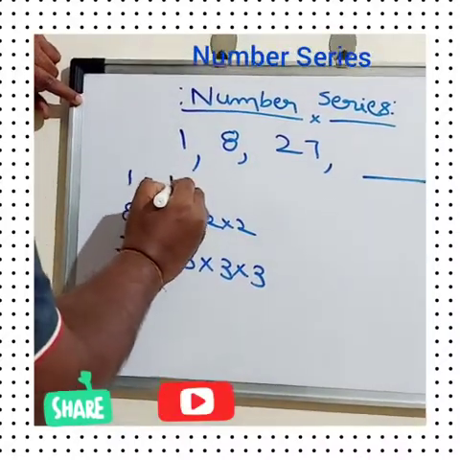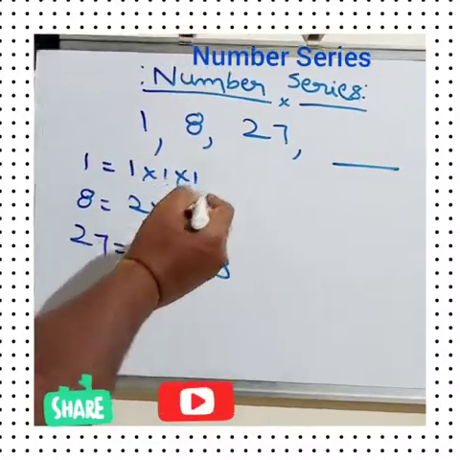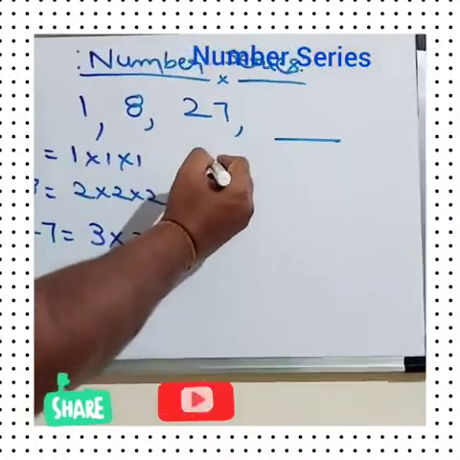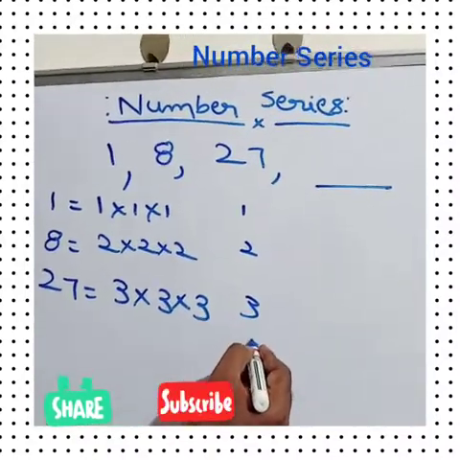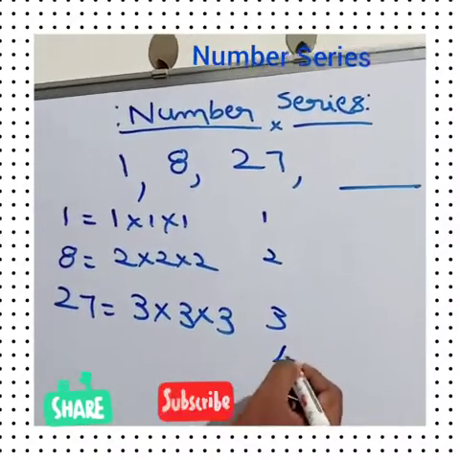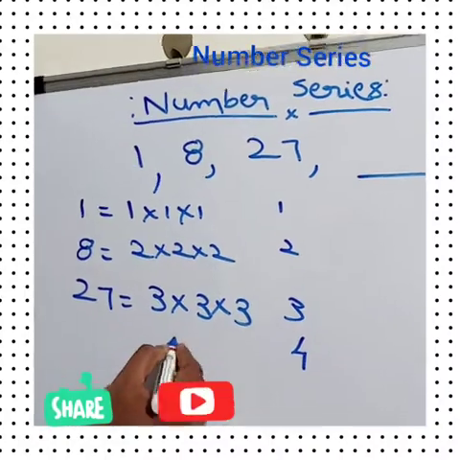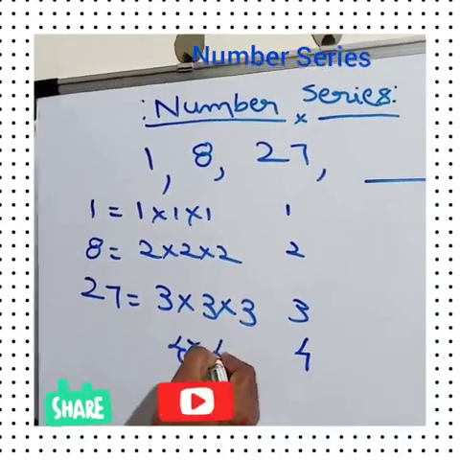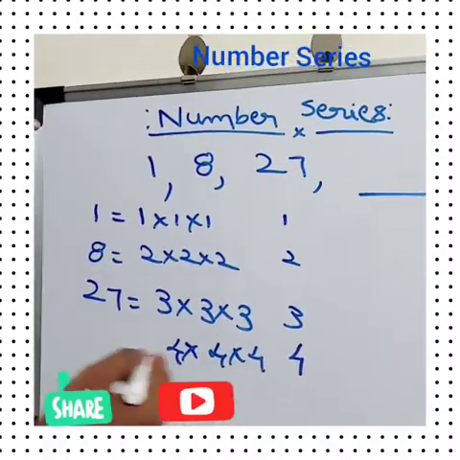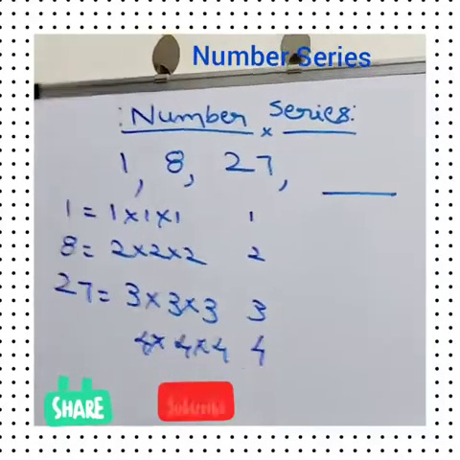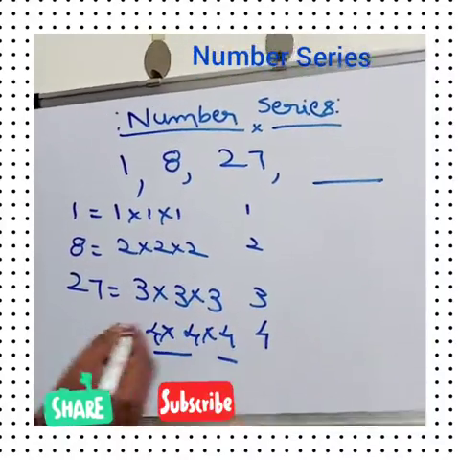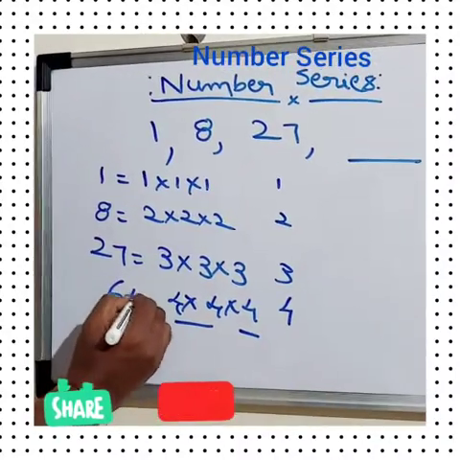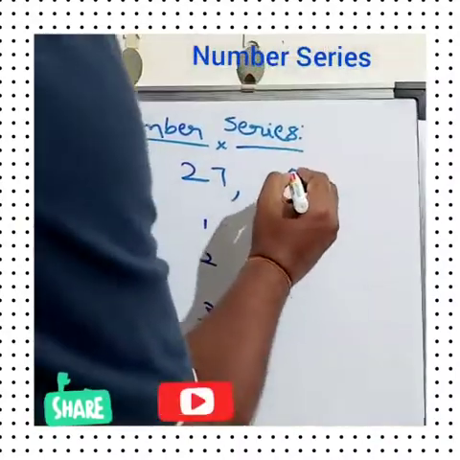So the logic for the first number will be 1 times 1 times 1. The sequence is going up like 1, 2, 3. So for the next number we need to multiply 4 three times, because in the above logic each number is multiplied by itself 3 times. So the answer will be 4 fours are 16, 16 fours are 64. So the answer is 64.